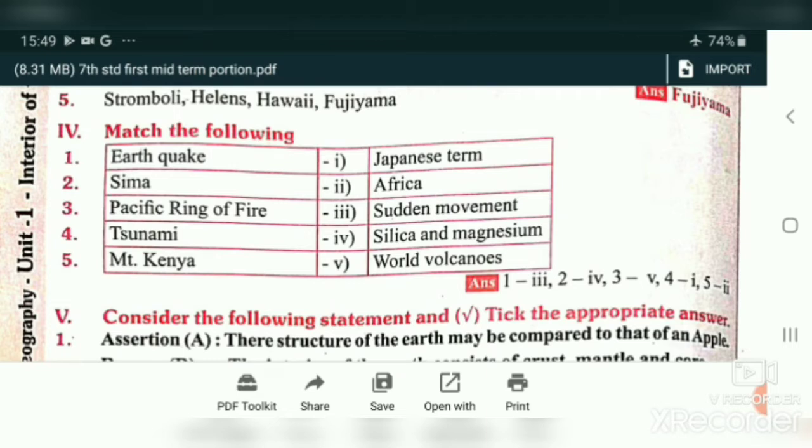Then come to match the following. Earthquake: sudden movement. SIMA: silica and magnesium. Si for silica, Ma for magnesium. So SIMA means silica and magnesium. Pacific Ring of Fire: world volcanoes. Tsunami is a word taken from the Japanese language. So tsunami, Japanese term. Mount Kenya, it is in Africa.